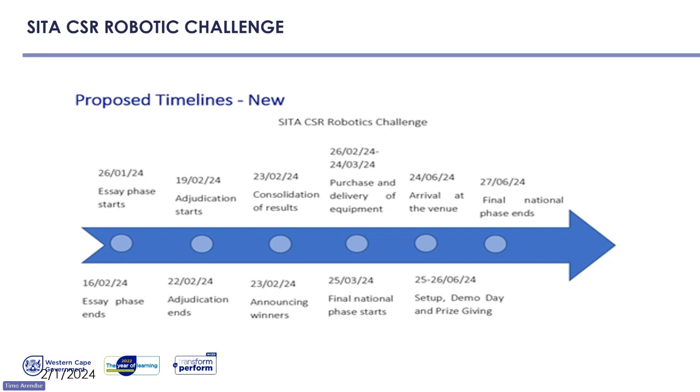And then announcing the winners will be the 23rd of February as well. And then purchase and delivery of equipment, 26 Feb until 24th of March. And then the final national phase starts the 25th of March. Then the 26th of June, arrival at the venue. And then 25th to 26th of June, the setup, demo day, and prize giving. And then the 27th, we have our final national phase that ends.